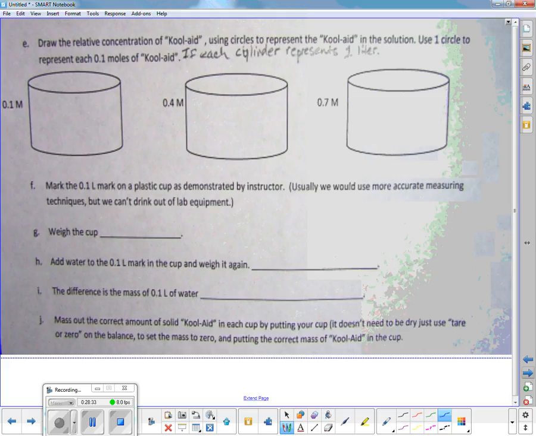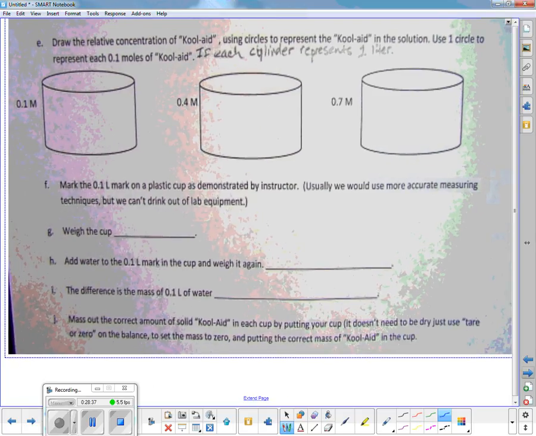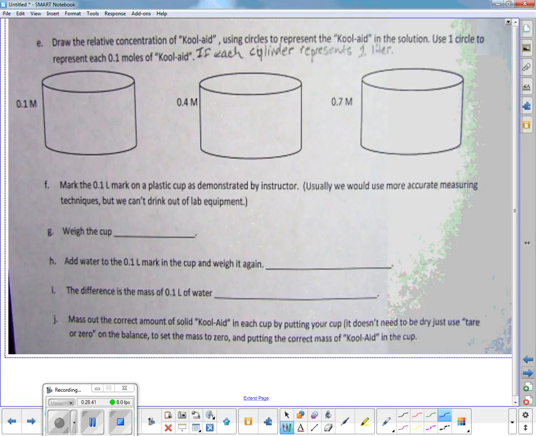So in the first one, 0.1, there's only 1, right? There's only 0.1 moles in 1 liter, because 0.1 divided by 1 is 0.1, right? So I'll just put 1 dot. I'm going to let you guys figure out the other 2.